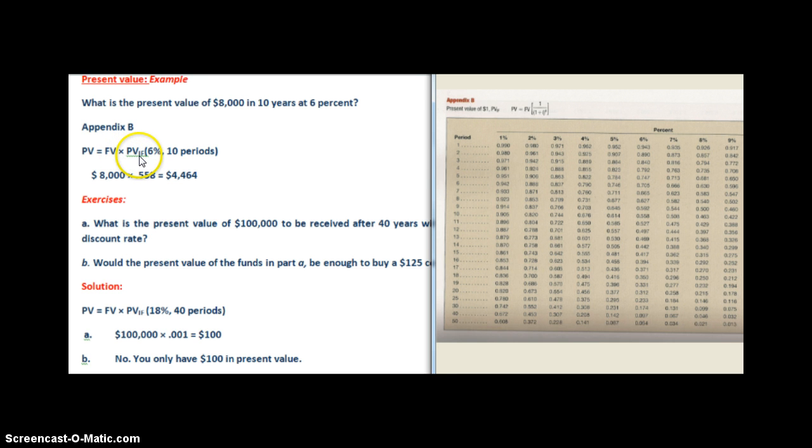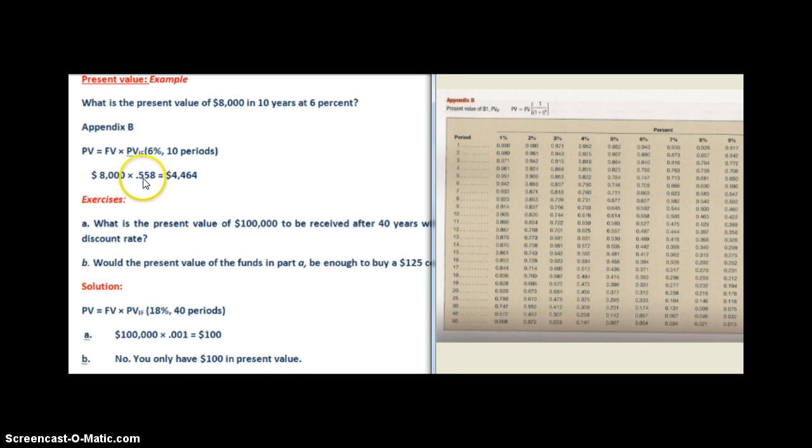the present value interest factor at 6% interest rate for 10 periods, because the number of years is 10 and the interest rate is 6%. You will look for the interest rate 6% and 10 periods. So 1, 2, 3, 4, 5, 6, 7, 8, 9, 10. And the tabular value for 10 years is 0.558.